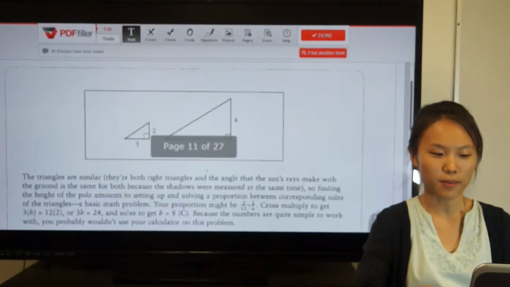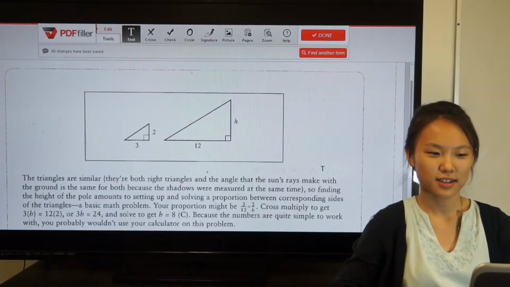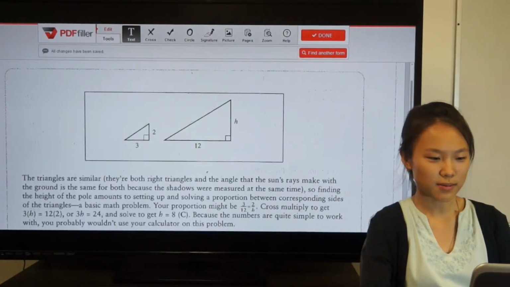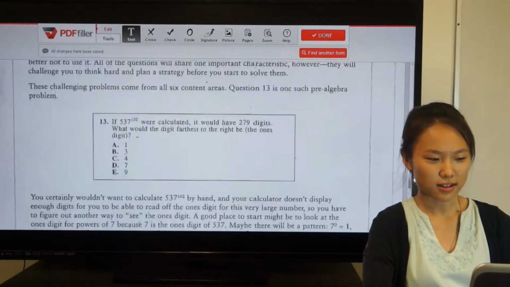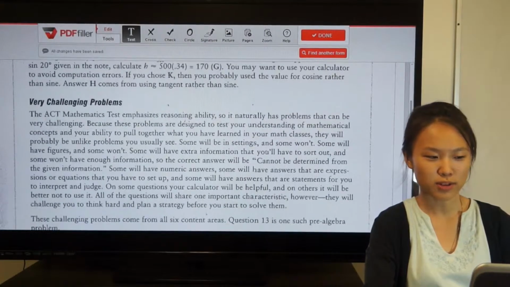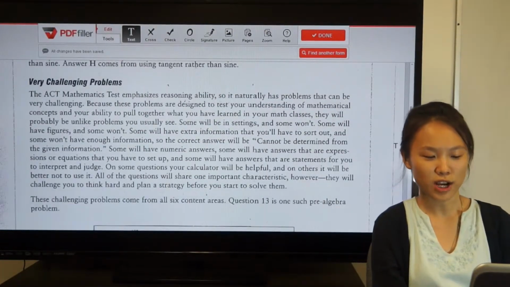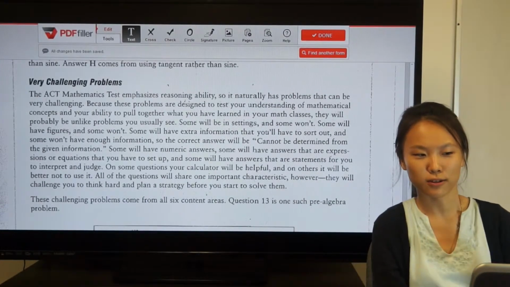It's just that the main problem with ACT math is that your time is limited. You will have to go faster, but that's pretty much it. Everything else is very similar. And then there's a few very challenging problems, and most of them will be very intermediate or basic problems. There are very few challenging problems, and those are used to determine like a 36 from like a 34.